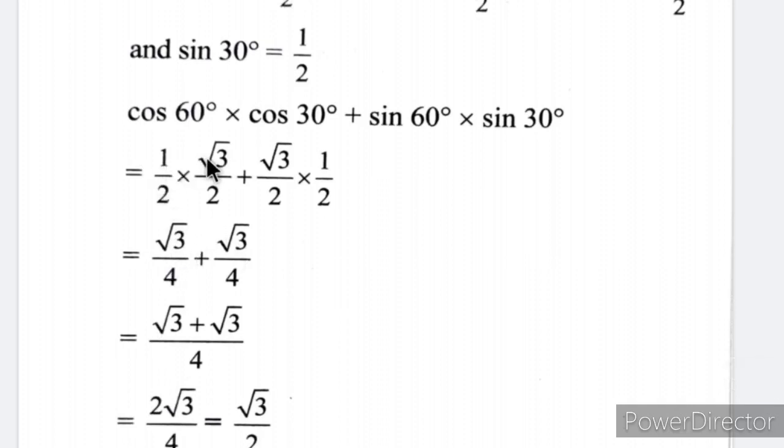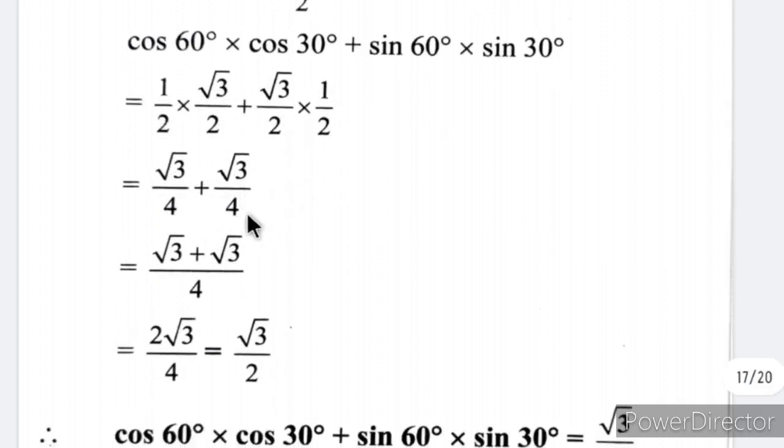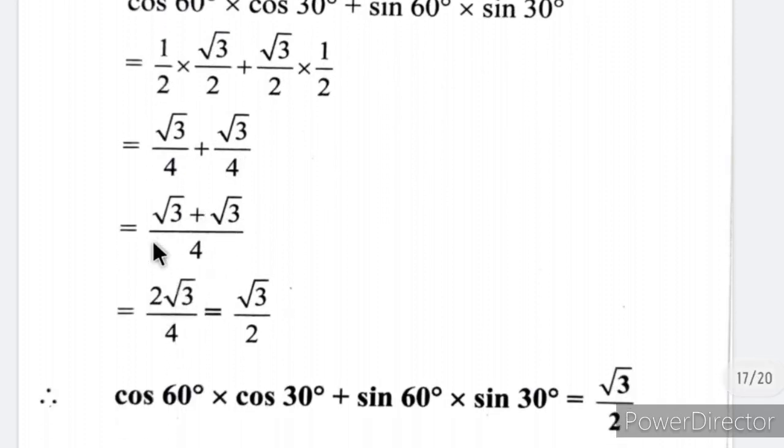So 1 into root 3 is root 3, 2 into 2 is 4, plus root 3 into 1 is root 3, 2 into 2 is 4. Now the denominators are the same, we can directly add: root 3 plus root 3 upon 4, that is 2 root 3 upon 4. Root 3 plus root 3 is 2 root 3 upon 4. It was not root 6. Remember this. Because here 1 is there, outside 1 is there. So 1 plus 1 is 2.